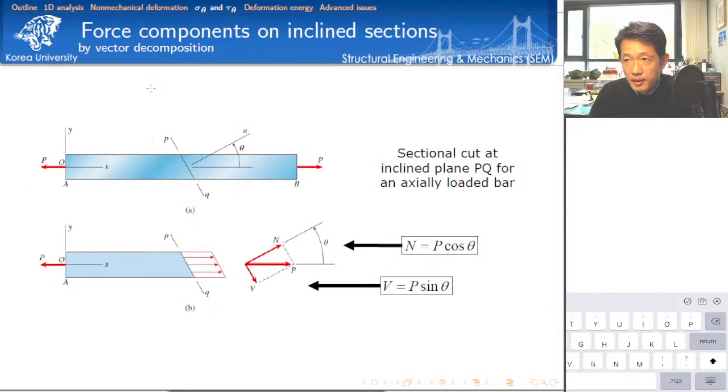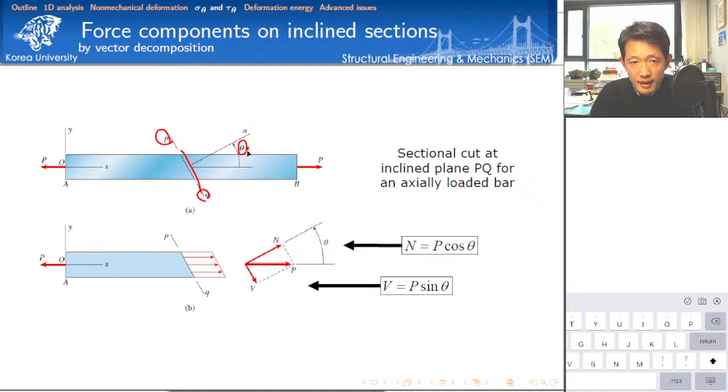So again, we want to consider a one-dimensional member here. This is subjected to a pair of forces on both sides. By this moment, you probably understand very well the calculation of normal stress in the normal direction. So let's imagine an arbitrary plane here, P and Q. The cross-section PQ is inclined by angle theta with respect to the longitudinal direction of the member. Then here we want to calculate the normal stress and shear stress on this surface.